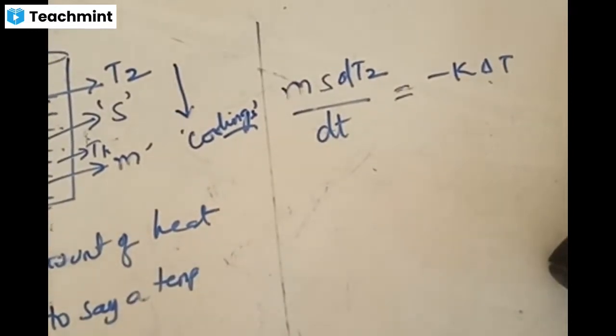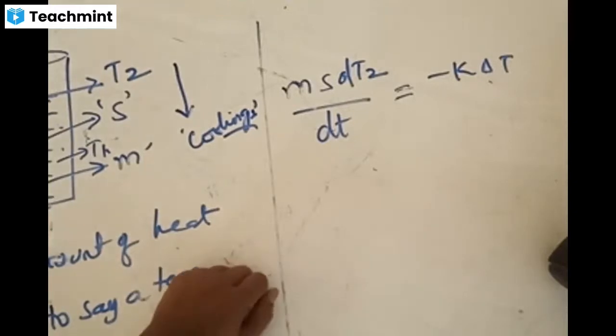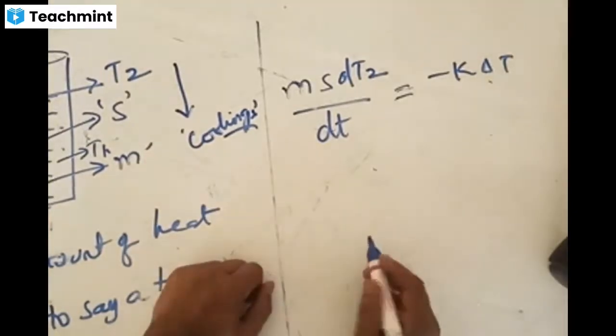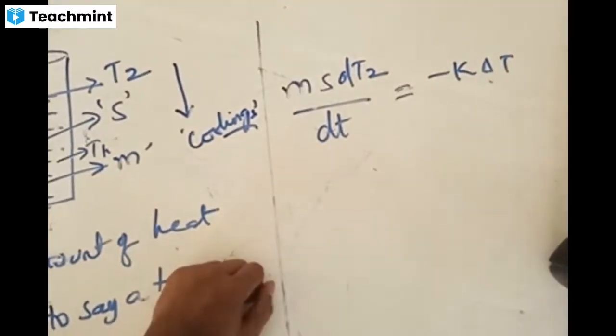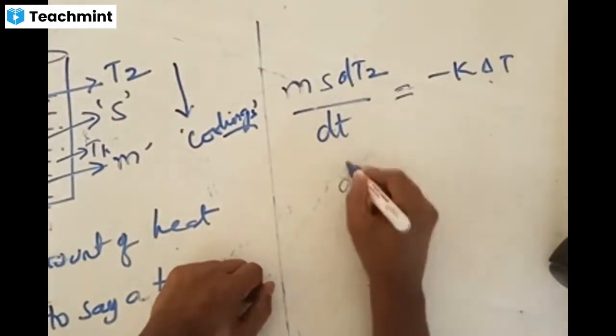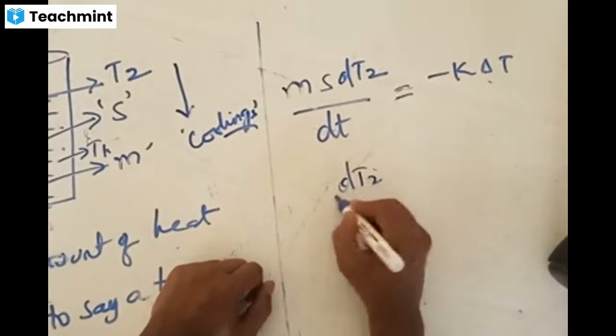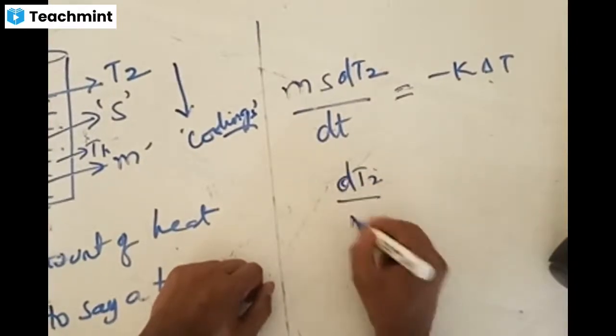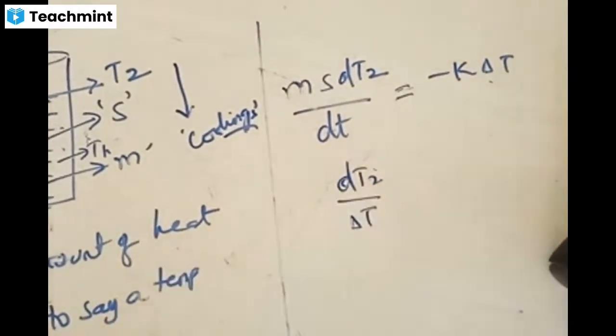That's a simple thing; I'm just taking it in a detailed, analytical form. Now what we do is write the temperature terms on one side and the remaining terms on the other. We put this as dT2 by delta T, because dT2 is a change of temperature.